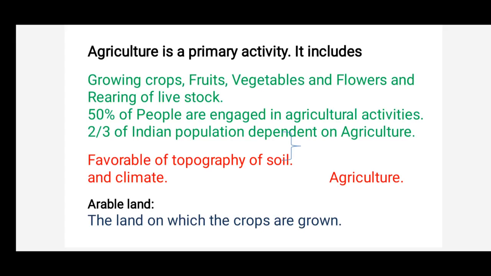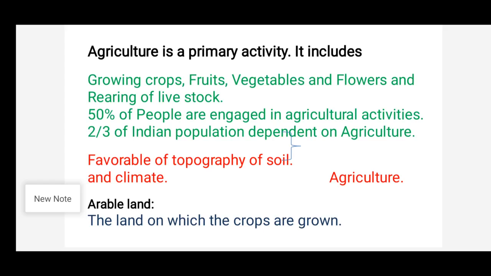Okay, so to cultivate this land, children, you need a favorable topography of the soil and also climate. So favorable topography of soil and climate are the two important factors for agricultural activity. Okay, so now let's come to arable land. The land on which the crops are grown is known as arable land.